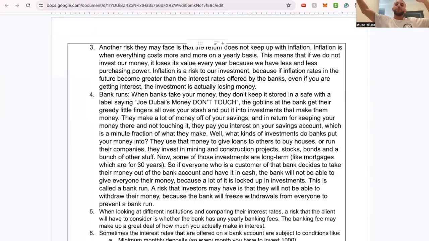When banks take your money, they don't keep it stored in a safe with a label saying Joe Dubai. That's a nickname that my friends call me. I don't know why I decided to call this Joe Dubai's money don't touch.